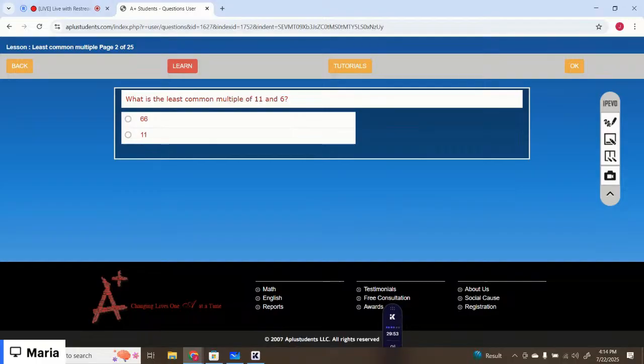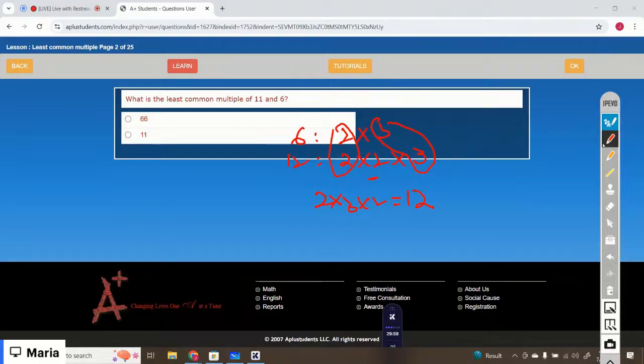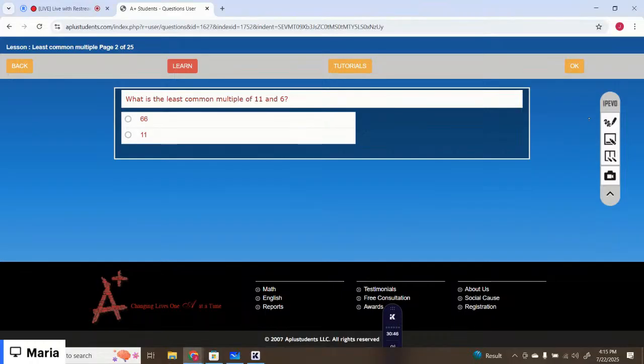What is the least common multiple of 11 and 6? So 11 is a prime number. When one of the numbers is prime, the least common multiple is the product of the given numbers. That means 11 times 6 is 66. Option number 1 is the correct option.